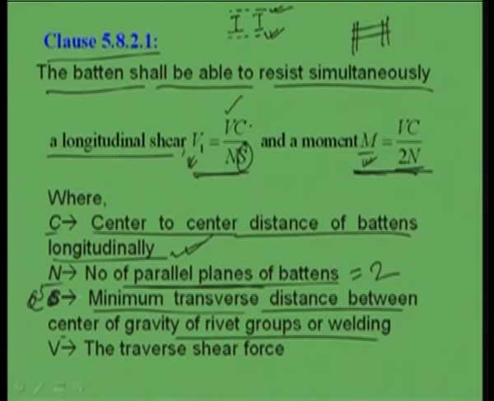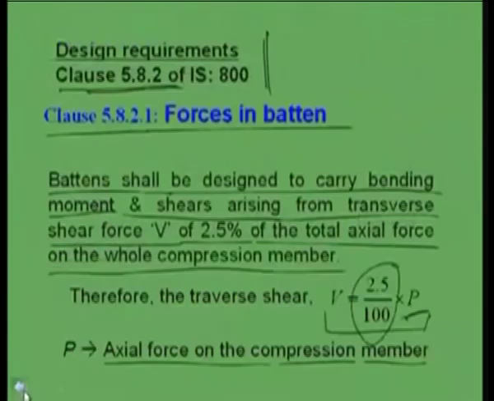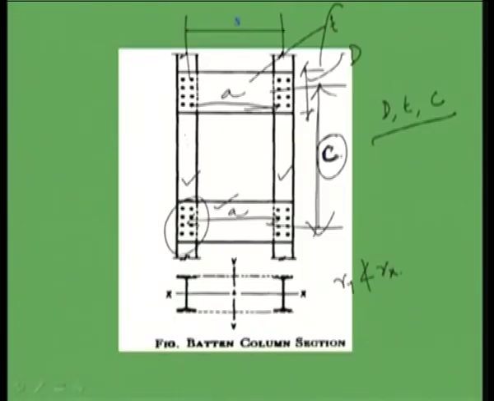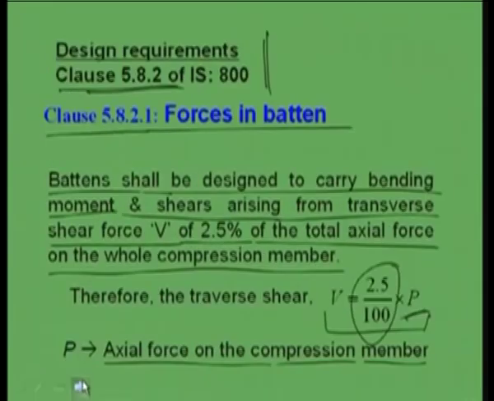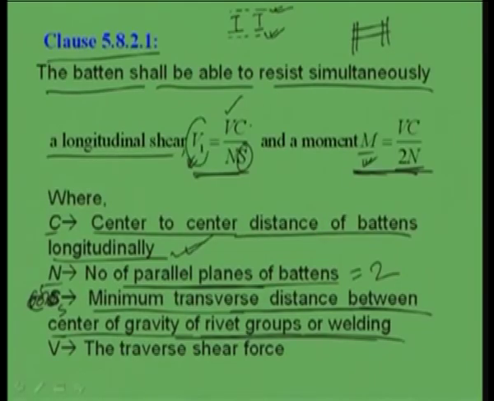Another thing is S. S is the minimum transverse distance between center of gravity of rivet groups or welding. That means, if we see the picture, the center of gravity distance of rivet or welding. This is called S, right? So S we can find out from here. In this way, we can find out the value of V1 and M, longitudinal shear and moment, right?